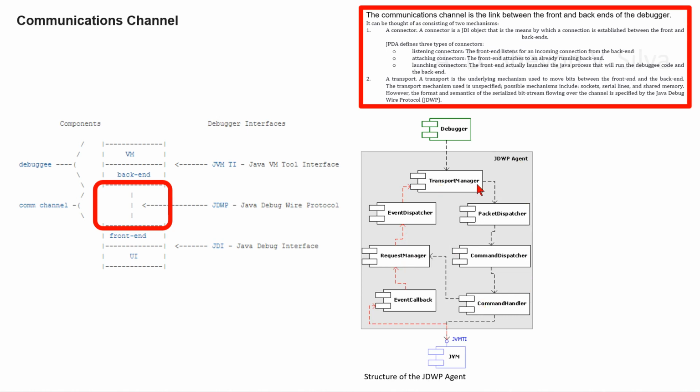Here the transport manager is connected to the packet dispatcher. Packet dispatcher is connected to the command dispatcher. Command dispatcher is connected to the command handler. Command handler is connected to the JVM here, via JVMTI. JVMTI is connected to the event callback. Event callback is connected to the request manager. Here, command handler is connected to the request manager. Request manager is connected to the event dispatcher. Event dispatcher is connected to the transport manager.